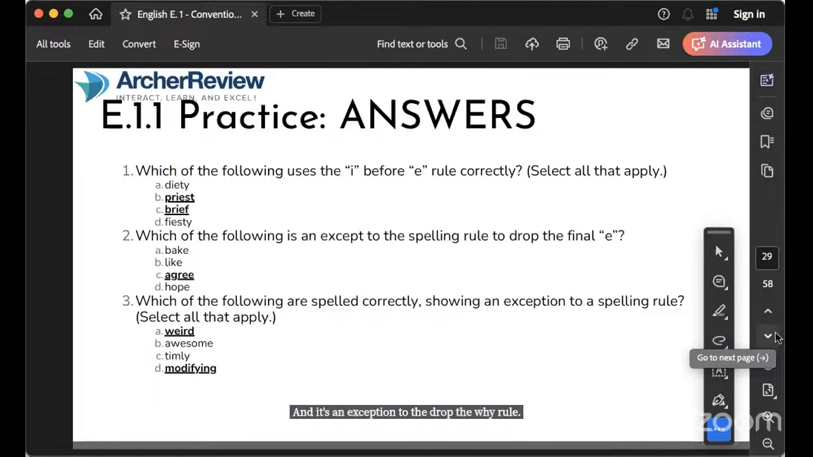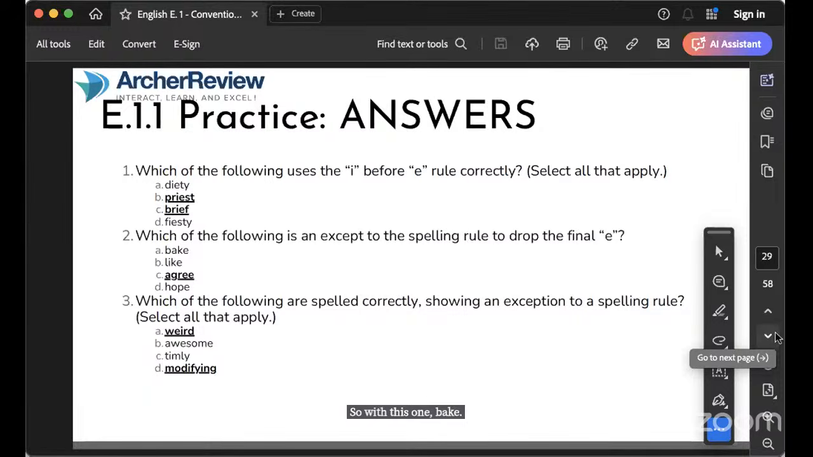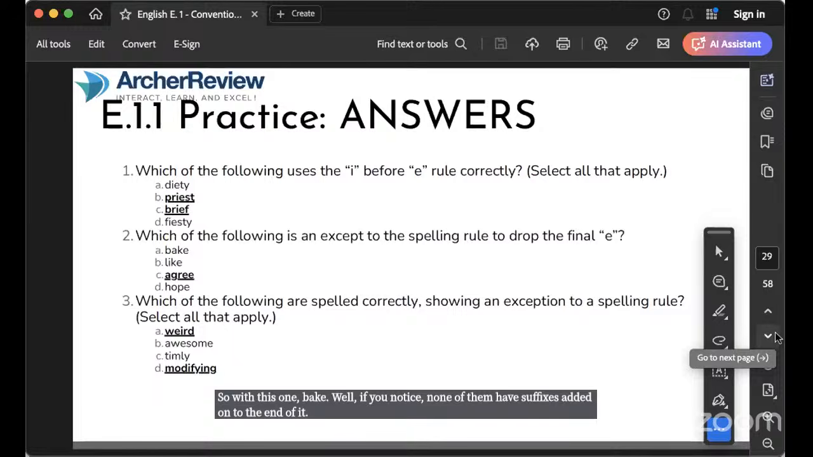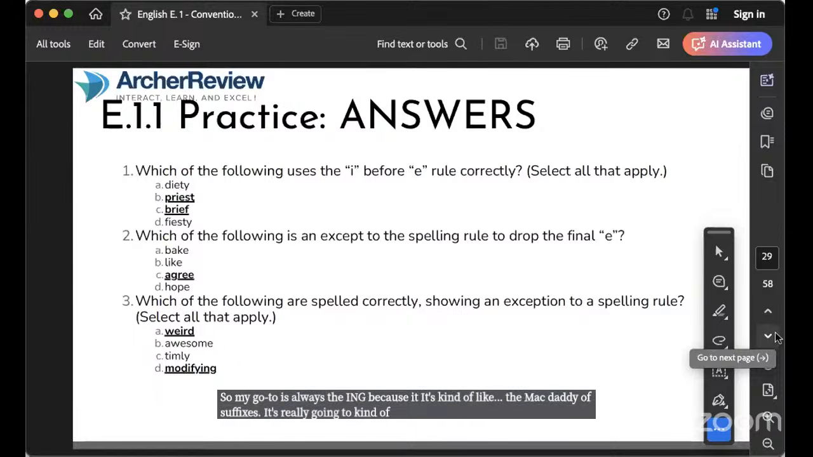So that's number 3. Someone did ask about number 2 as well, so let's go back to that one. Number 2, the exception to the spelling rule of dropping the E. So with this one, bake. Well, if you notice, none of them have suffixes added onto the end of them. So my go-to is always the ing because it is kind of like the Mac Daddy of suffixes. It's really going to help hit all those exception rules.